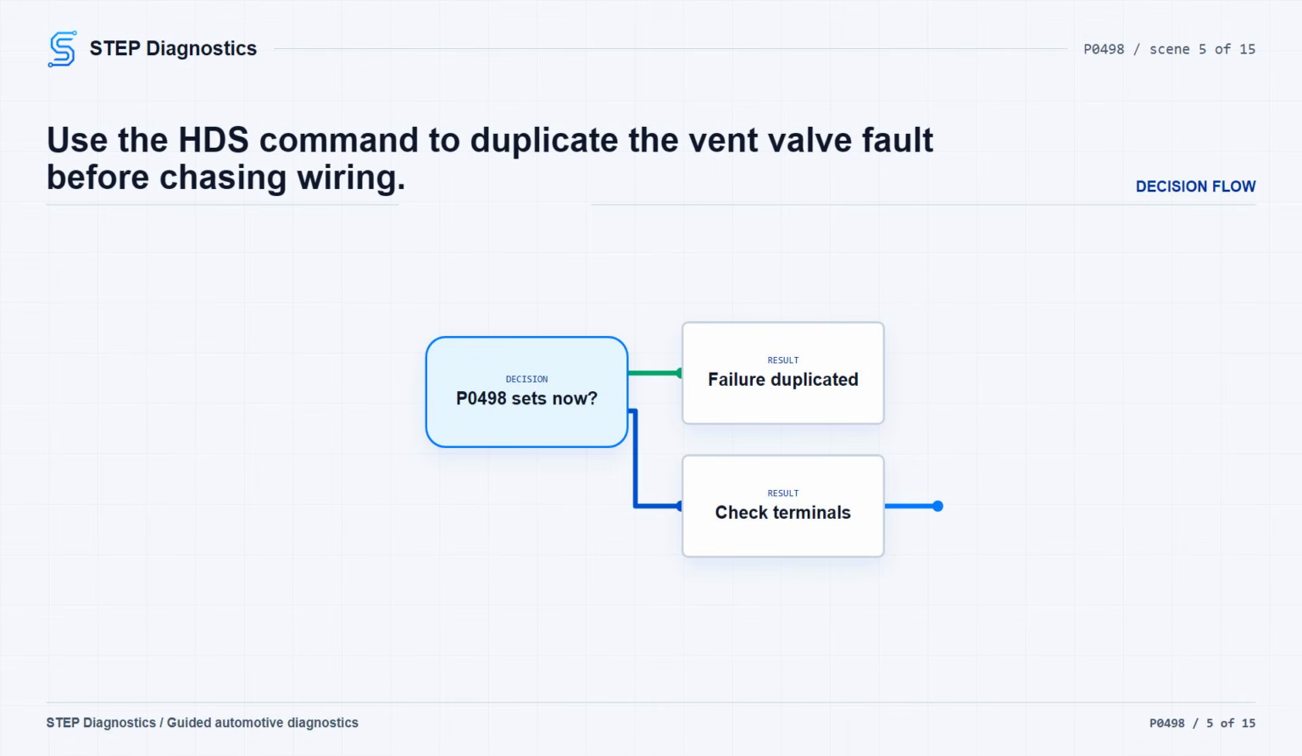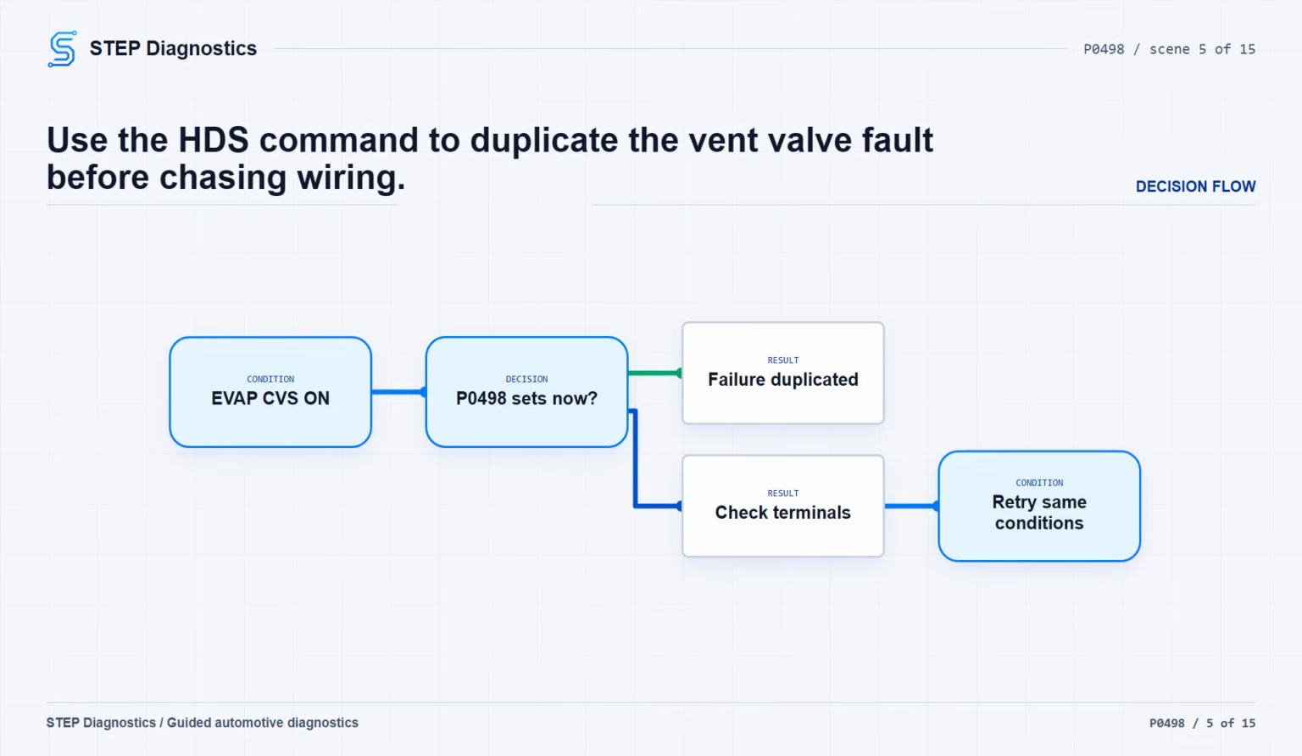With the HDS, select EVAP CVS ON in the inspection menu, then check again for pending or confirmed DTCs. If P0498 sets now, the failure is duplicated and you continue with the circuit checks. If P0498 does not set, the EVAP system is okay at this time. Treat that as an intermittent. Check for poor connections or loose terminals at the EVAP canister vent shut valve and at the PCM. If captured operating data is available for this code, try to reproduce the same conditions instead of guessing.